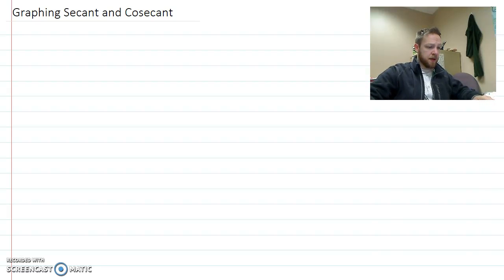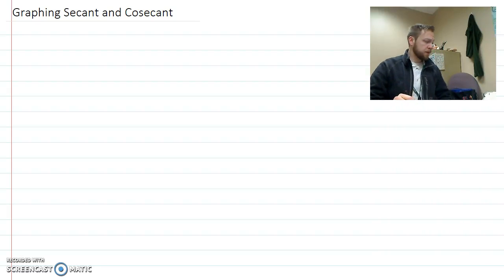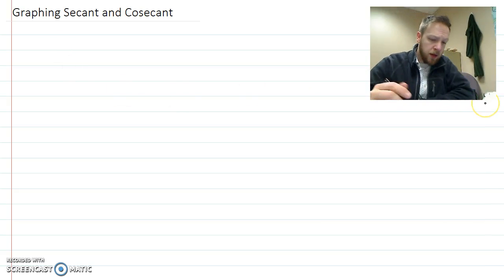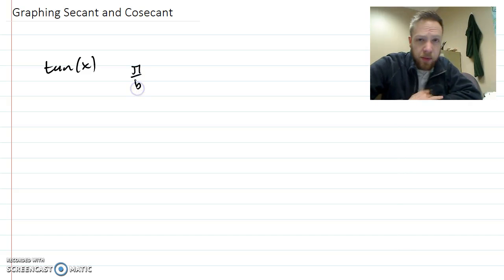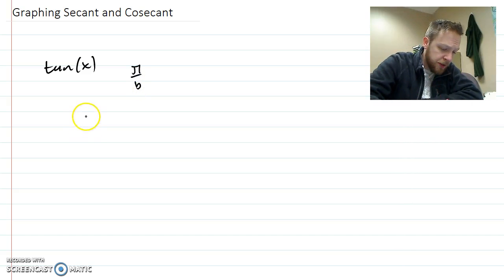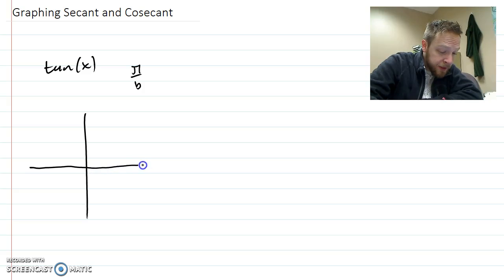Alright, today we're doing secant and cosecant, but I want to quickly remind you guys about tangent and cotangent. One of the things that was an issue was that we were mixing up the period and the center for the cotangent. So for the tangent, let's remember, tangent of x always has a period of pi over b. And with tangent, you can guarantee, unless it's been shifted, that (0, 0) is going to be in the center there.